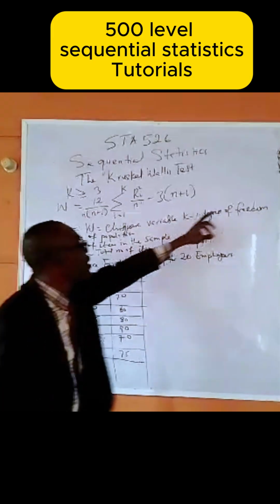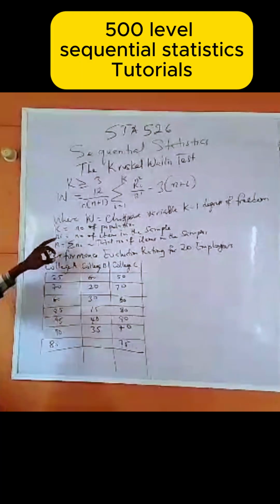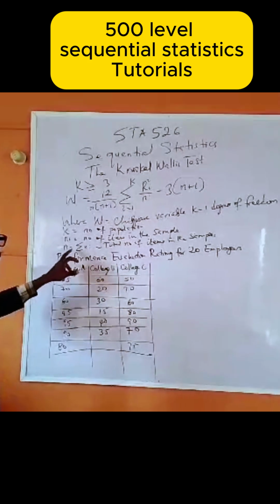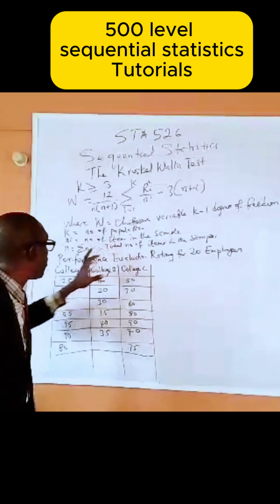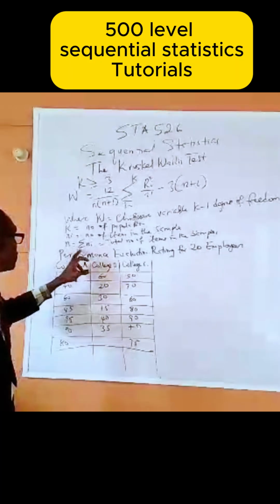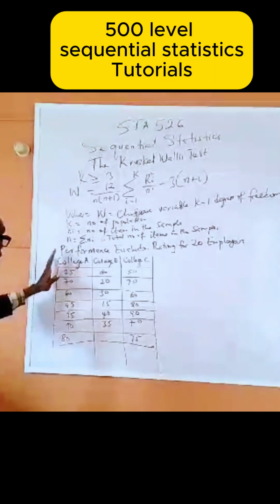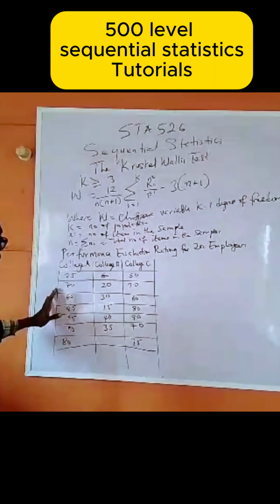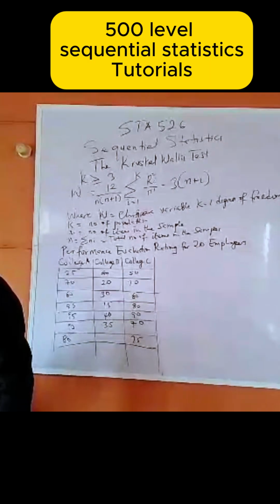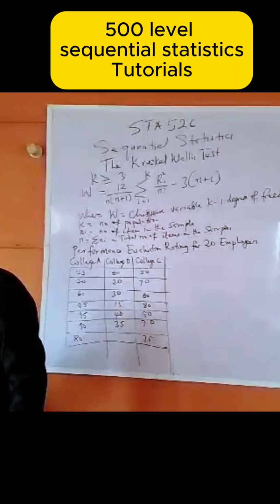So now, to get the degree of freedom, we have k, the total number of populations. Then ni means the number of items you use. The n is the total number of items in the sample, that is the sum. Then look at this table. If you check the material I gave you, this is there. Now, I talk about a particular question I gave you under this Kruskal-Wallis theorem.